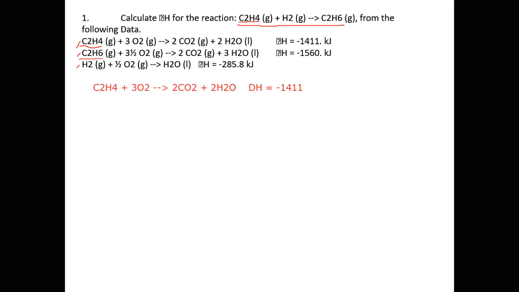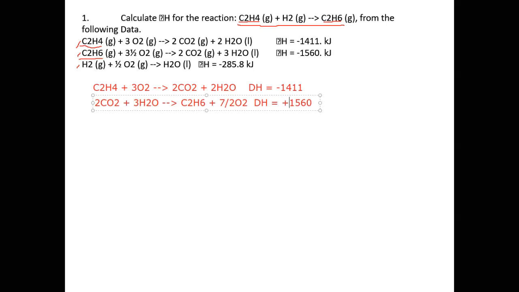Now in the second equation, we have C2H6. Notice C2H6 is a reactant, but in the equation we want, C2H6 is a product. So we're going to have to flip the second equation and change the sign of delta H. So we have 2CO2 plus 3H2O yields C2H6 plus 3.5 O2, or we can just say 7/2 O2. Makes it better. Now the delta H, we've got to change the sign. So delta H, negative 1560. Oh, excuse me, positive 1560. Got to change the sign. My bad.